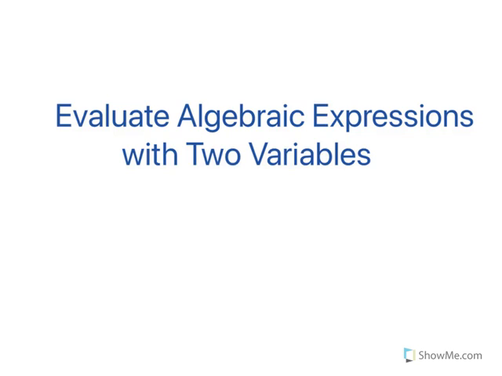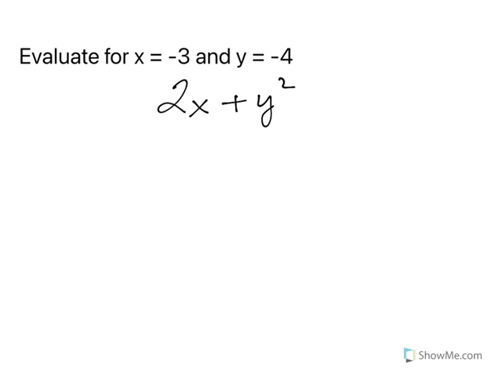Let's evaluate algebraic expressions with two variables. Ooh, I love it. Let's evaluate for x equals -3 and y equals -4. The expression is 2x plus y squared. Now, I highly recommend that when you substitute in, you keep your numbers in parentheses. That will help you make fewer mistakes as you go. So let's go ahead and substitute in.